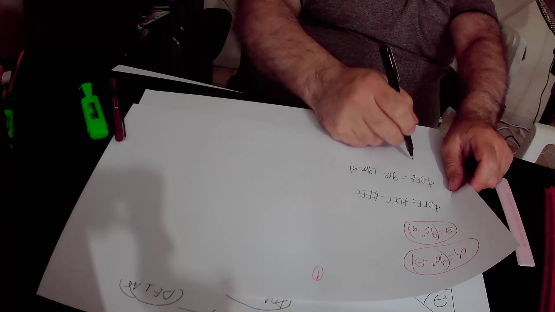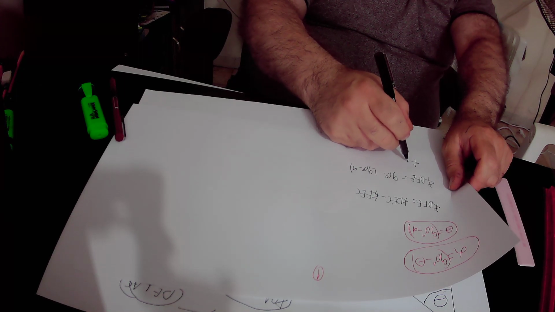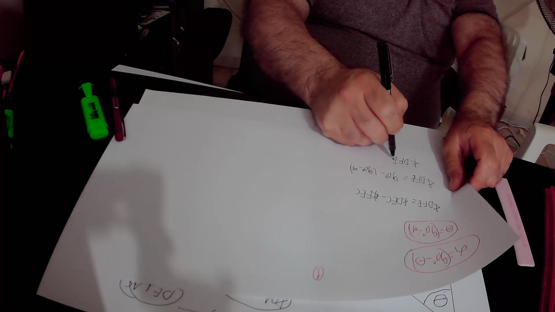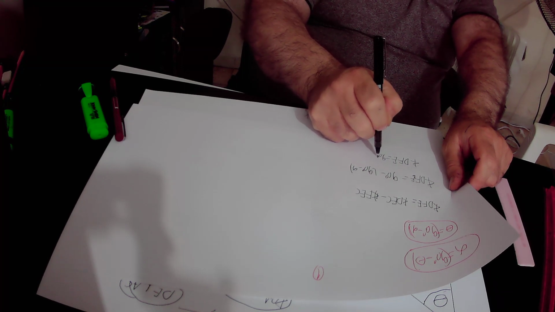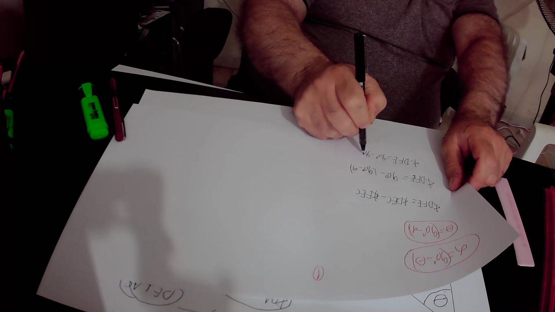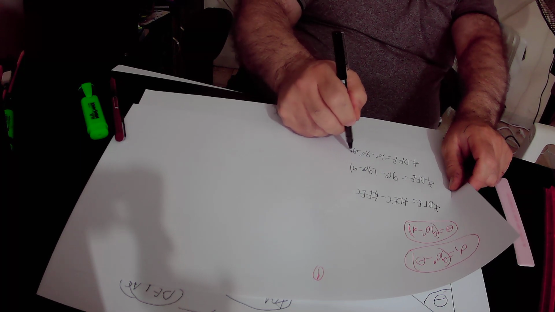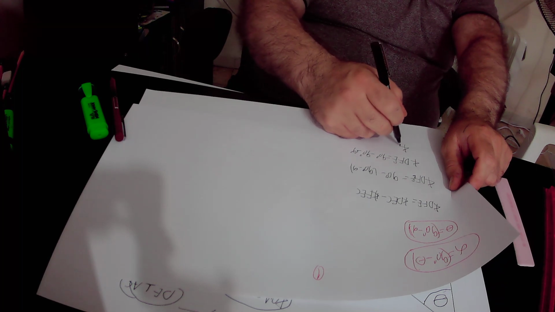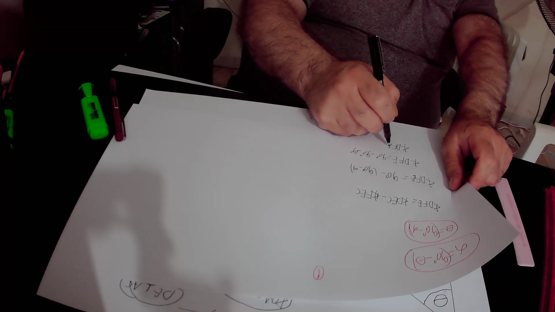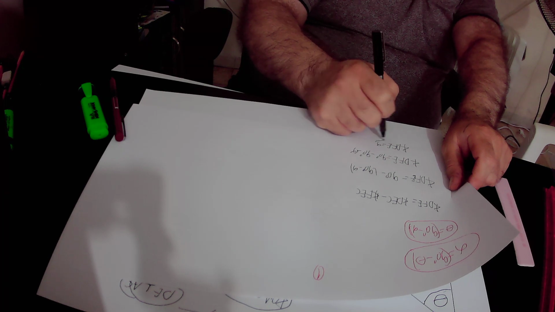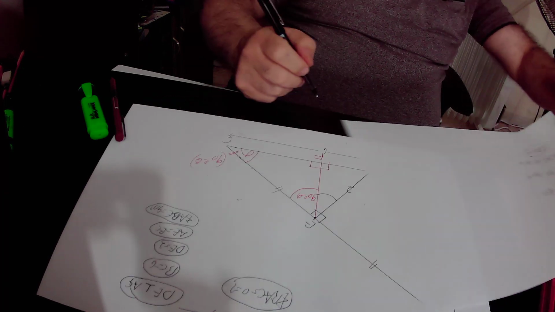We'll open the brackets here and we'll get that angle DFE, the angle that we are looking for, equals 90 degrees minus 90 degrees, which is 0. Minus and minus is plus, so it is plus alpha. So in conclusion, we found out that the missing angle DFE equals alpha. Okay, this angle equals alpha.